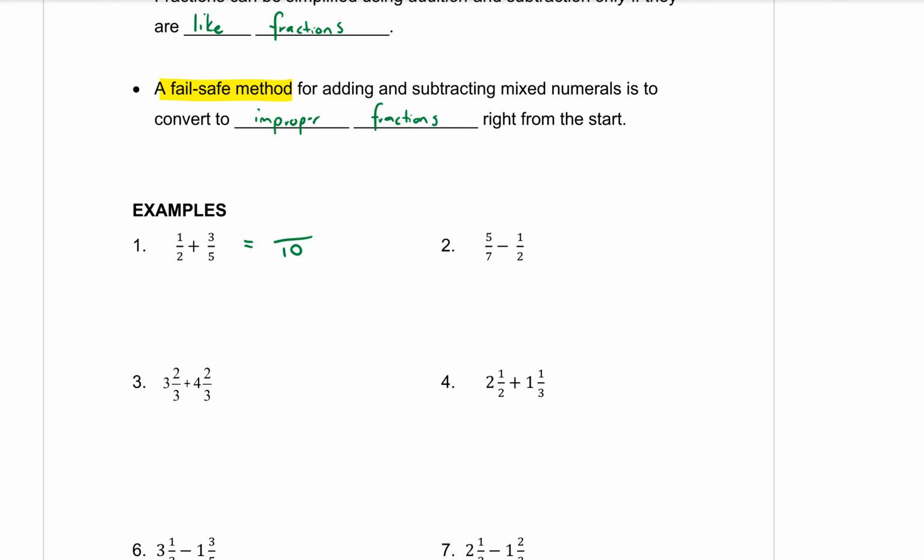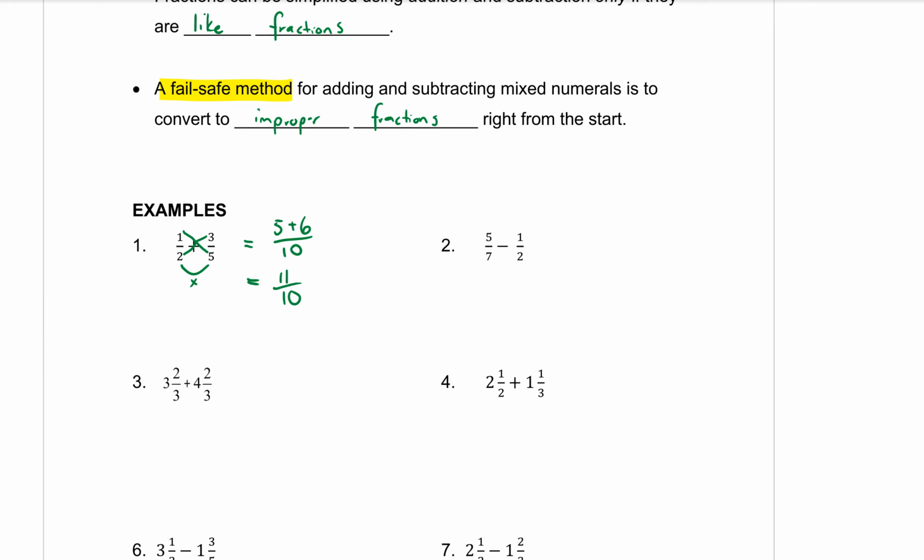Then, to work out what goes on top, you multiply diagonally. Starting with the top left-hand side, we go 1 times 5 is 5, plus, then multiply the other way. 3 times 2 is 6. I want to see that working out, please. Then all you need to do is add the top two numbers together. 5 plus 6 is 11 over 10.